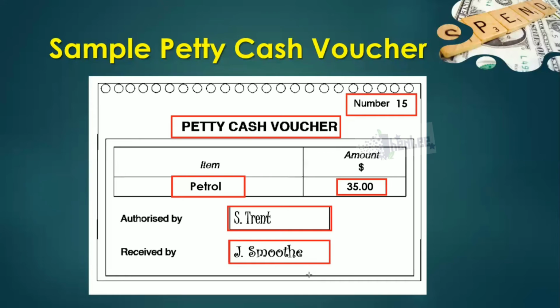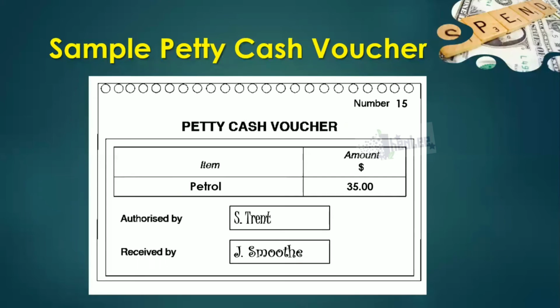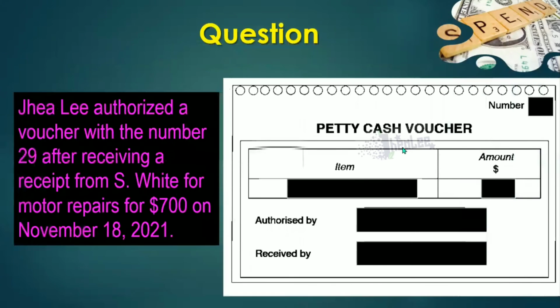Okay. Let us now look at an example in preparing a petty cash voucher. So let us look at a question. Here we go. Jaylee authorized a voucher with the number 29. So we're saying that the petty cash voucher is 29 after receiving a receipt from S. White for motor repairs for $700 on November 18th, 2021. And you as a petty cashier, say, for example, you are Jaylee, you must prepare this petty cash voucher.